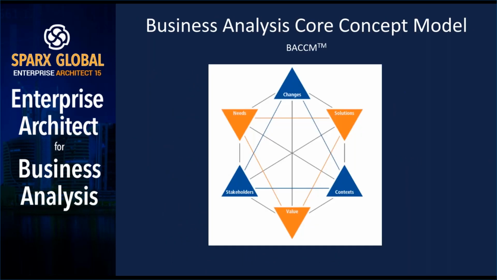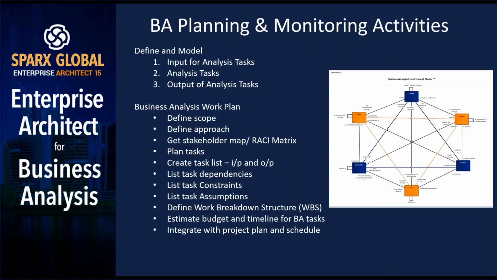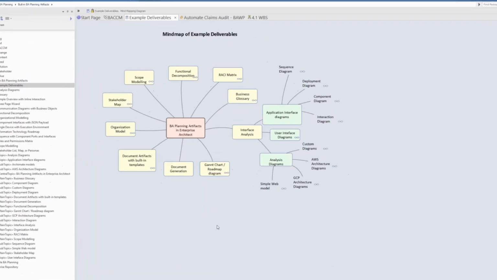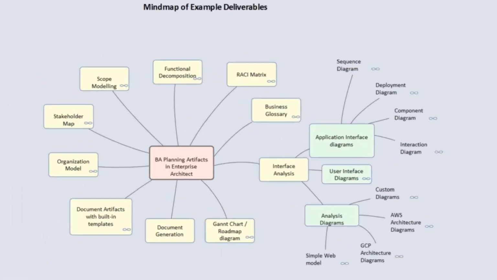For example, here is a business analysis core concept model that you may be familiar with. Now, here is the same model that's been modeled in Enterprise Architect. It allows you to define and model your input and analysis of your output tasks. Here we have a mind map that shows all of the different options for planning that are available within Enterprise Architect, from functional decomposition through to a Gantt chart.